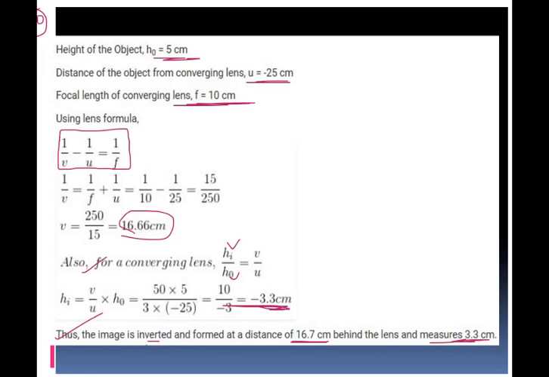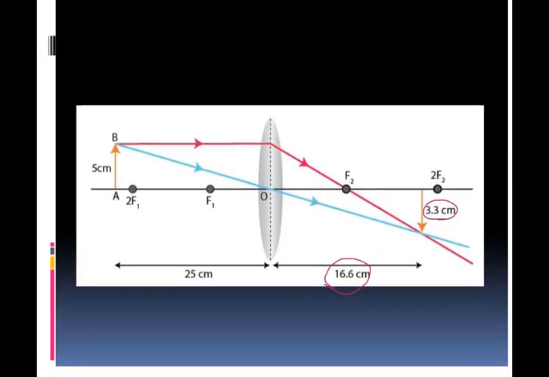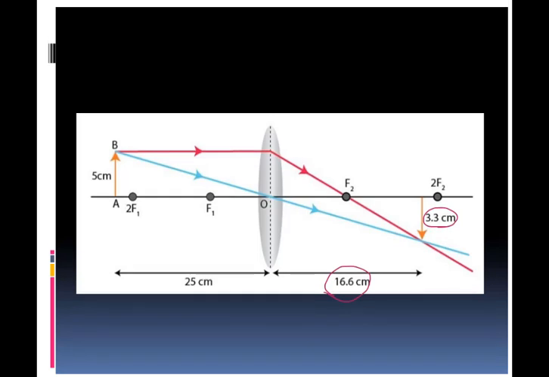If we again go to the diagram, you can see here this is the image distance, 16.6 centimeter. Rays are actually meeting, so the nature of the image is real. The height of the image is 3.3 centimeter. So this is all about the answer of question number 10. Now let us solve question number 11.